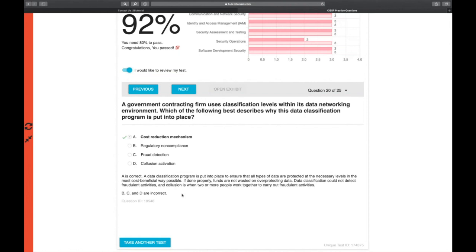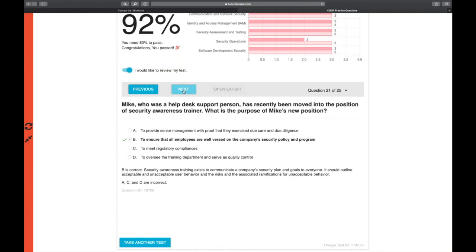Data classification could not detect fraudulent activities, and collusion is when two or more people work together to carry out fraudulent activities. Although collusion is a bad thing, we do want to create situations where collusion is required. You want to require that two or more people work together, because most people commit crimes by themselves. They don't go around talking to other people about a crime they want to commit.